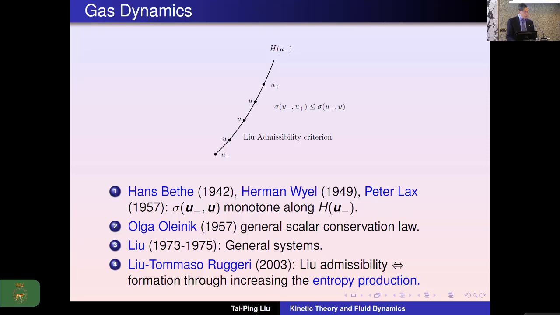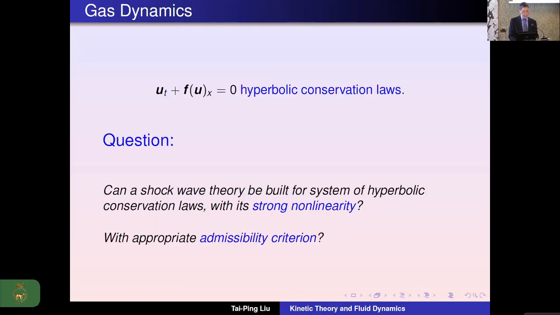Let me just say Hans Bethe. Hans Bethe is the person who did all the important calculation in the Manhattan Project. And he, of course, is a great physicist. He looked at this thing when the speed is monotone. And there are other great mathematicians like Peter Lax, Olga Oleinik, and Hermann Weyl who did it independently of Hans Bethe, because Hans Bethe's work was classified at that time.